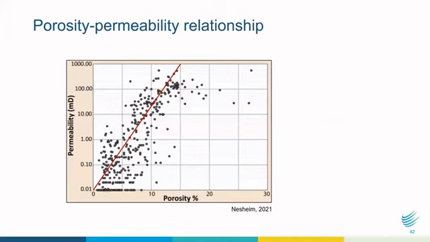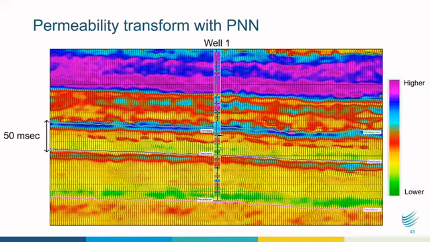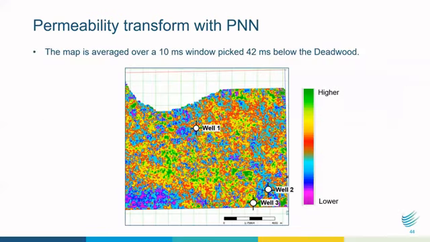Here is a log linear cross plot of permeability versus porosity from the Deadwood Formation, where this red line indicates the relationship between permeability and porosity. So using that equation, we obtained a result in the form of a permeability volume. And here you can see a section passing through well 1, again the same section. And here is a map of predicted permeability created for the same zone as the porosity map I showed you before.